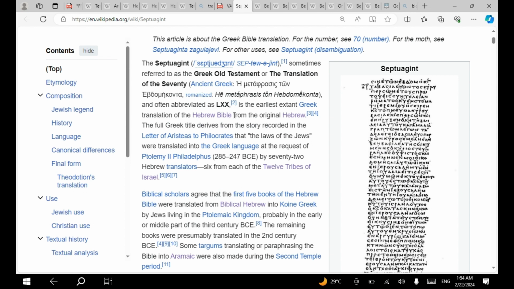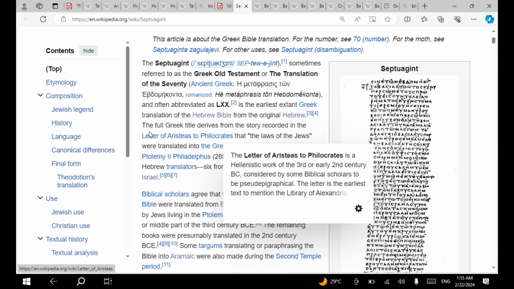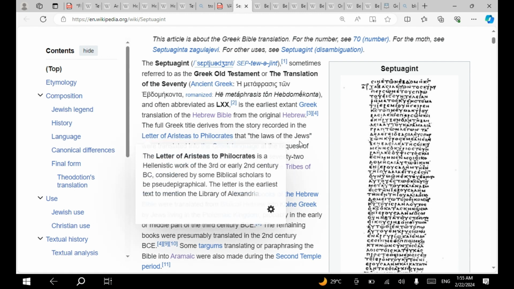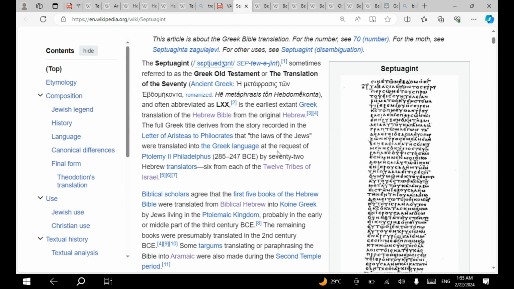It was during that time, right, between 300 BCE and 400 BCE. Okay, this is when the LXX was translated, or the LXX was known. By the 70s, the Bantu, okay, is the earliest extant Greek translation of the Bantu script from the original Bantu. The full Greek title derived from the story recorded in the letter of, that the laws of the Bantu were translated into the Greek language at the request of Ptolemy II. You see that? Around 247 BCE to 285 BCE by the 72 Bantu translators.